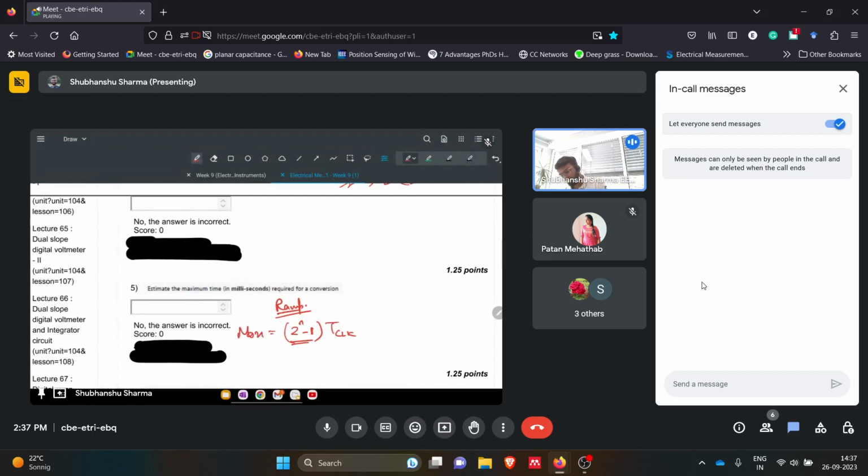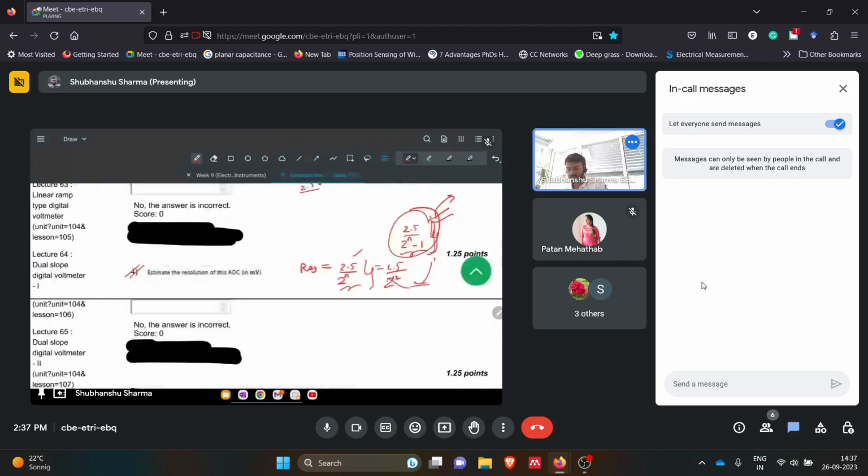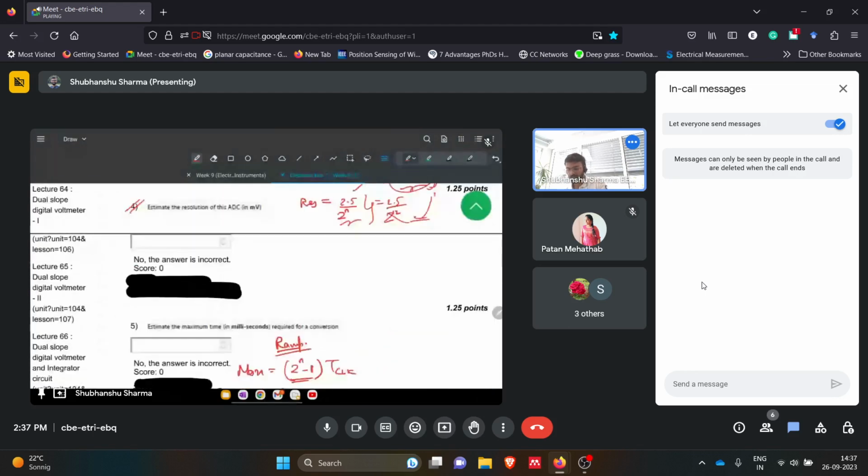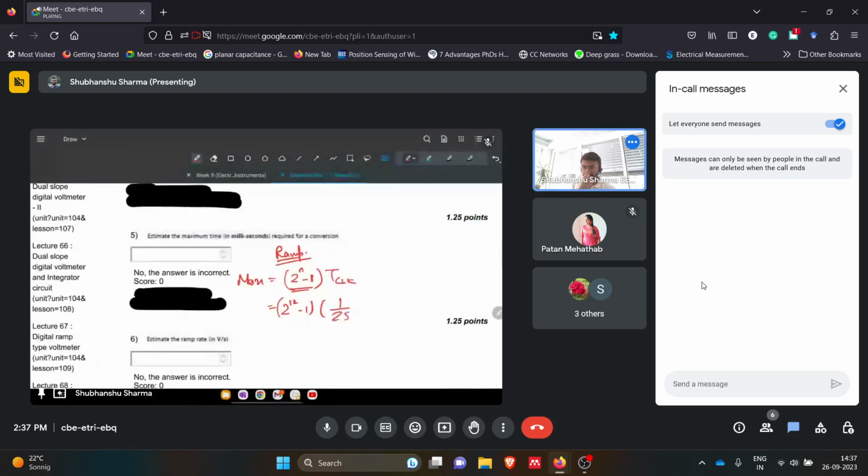So we have 2 to the power 12 minus 1, and T clock we know, the clock is 25 kilohertz. So this will be like this. The answer, the calculation, you can do on your own.